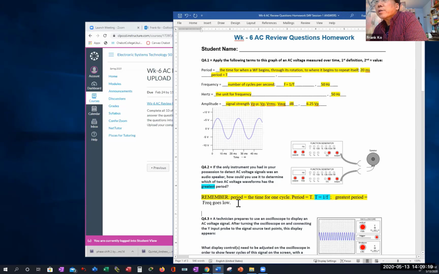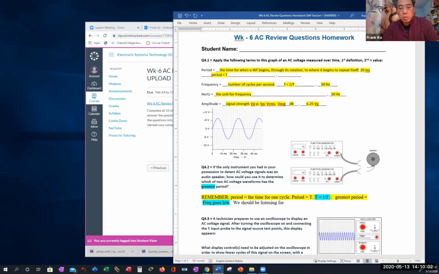So what would happen in this particular case is this. How would you determine which one? Because both of these are function generators. Both of these are generating waveforms. Both of these have an output. I can hook up the speaker to the upper function generator. I can hook up the speaker to the lower function generator. How do I know which one of these will give me the greater period? It is when the frequency goes low. So when I hook up to the upper one, when I hook up to the lower one, what am I listening for?